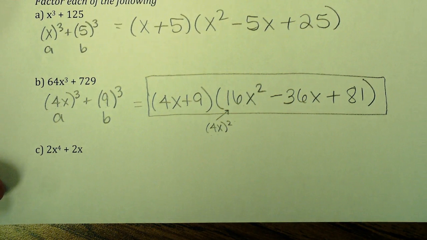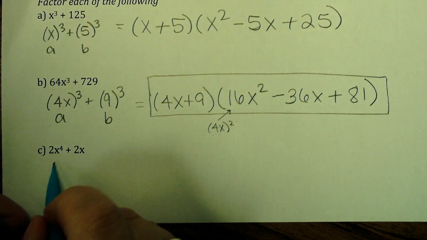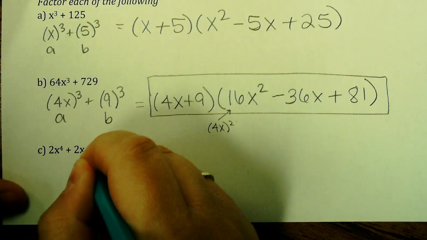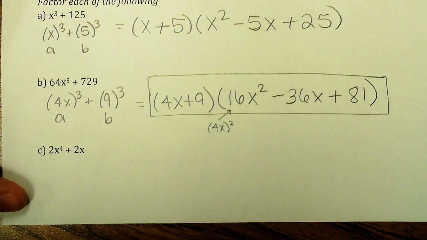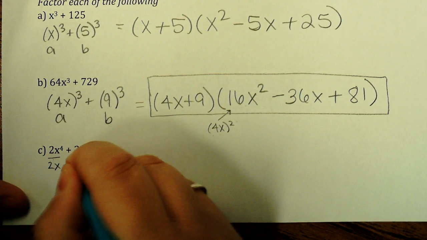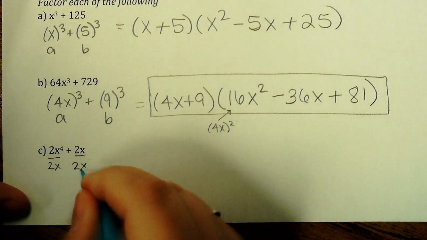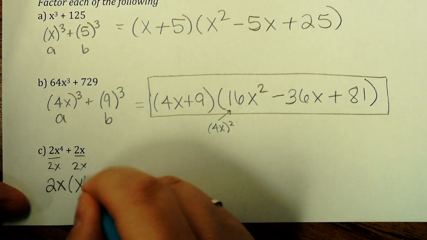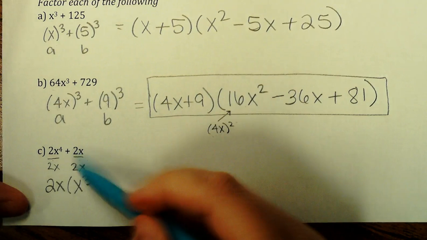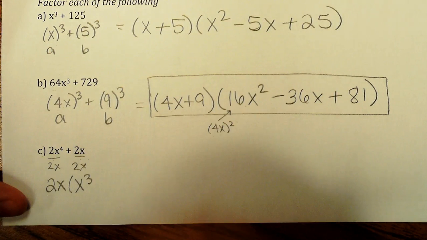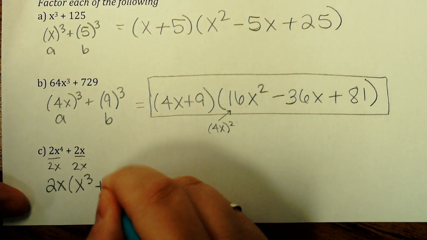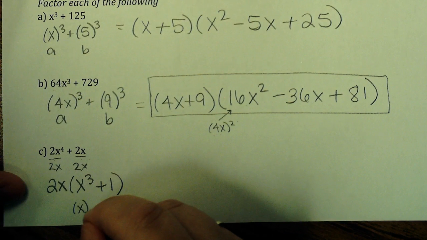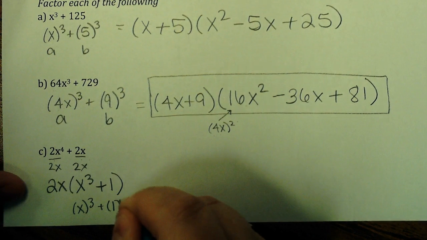The last one here is actually kind of interesting. So 2 is not on the list of perfect cubes. The other thing that's interesting is that both of these terms have an x, so I'm going to take a greatest common factor out in front. If I do that, I've got to keep the 2x. This term would become x cubed. Now this always trips people up, but 2x divided by 2x just turns into 1. And 1 is on your list of perfect cubes. So here we have x cubed plus 1 cubed.